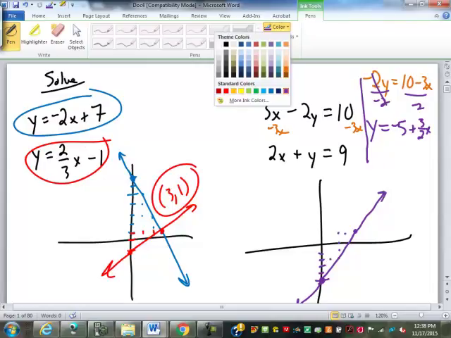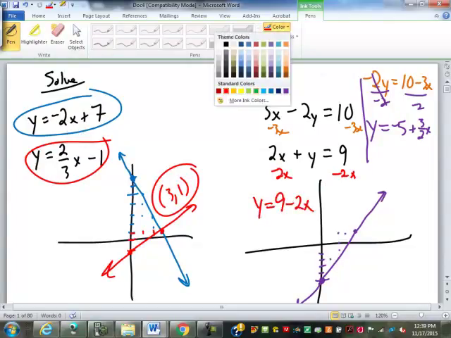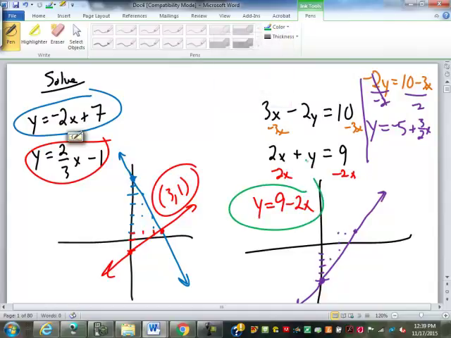The second one here, what do you have to do first with that one? Subtract 2x. So we get that y equals 9 minus 2x. What else? That's it. We just have to graph it. Where do we start? 9. So 1, 2, 3, 4, 5, 6, 7, 8, 9. And from there we go down 2 over 1. Down 2 over 1. Down 2 over 1.